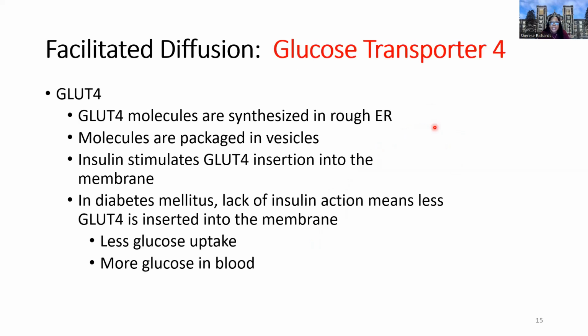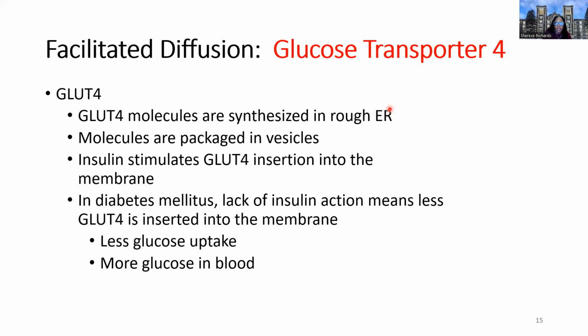Okay, let's talk about this example here. Glucose transporter 4, the GLUT4 transporter. This is an example of a facilitated carrier. It is synthesized by the rough endoplasmic reticulum, or the rough ER, inside the cell. They are packaged in vesicles, and then they are transported to the membrane to be inserted into the membrane. And the trigger for this insertion is insulin release.